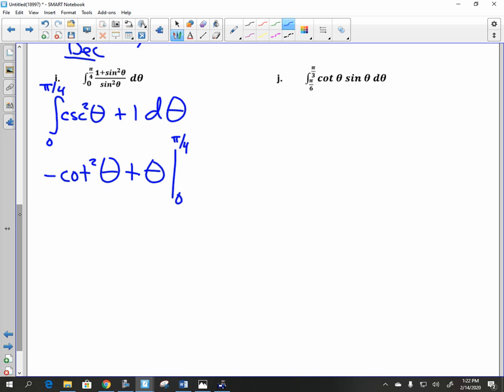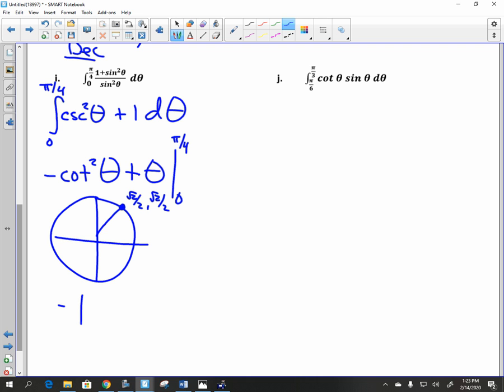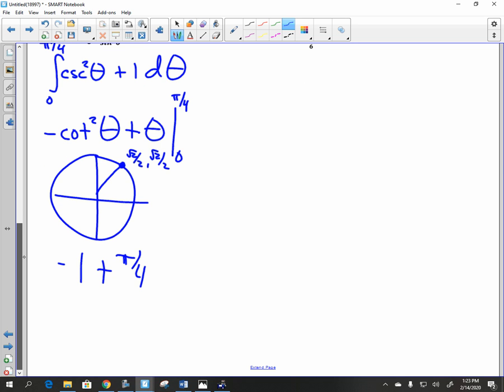What's the cotangent of pi over 4? Yes, it is 1. Let's see how Sydney did that, okay? So pi over 4 has this terminal point, root 2 over 2, root 2 over 2. Tangent is y over x. So if you take y over x, cotangent is the reciprocal. What's the reciprocal of 1? Squared, make it negative. Look at that, negative 1. Plus, we plug in pi over 4 for theta and you get pi over 4, right? So we've got negative 1 plus pi over 4, and then we subtract, now we plug in 0.